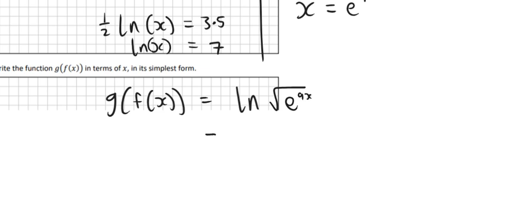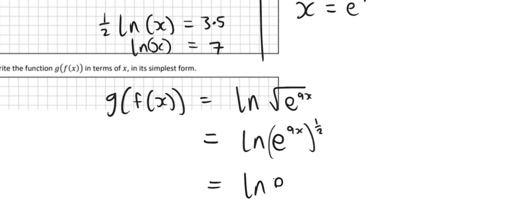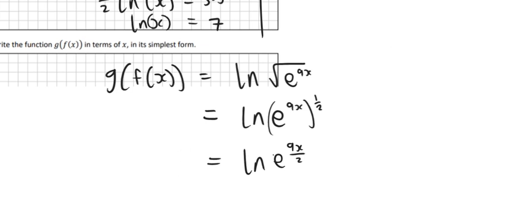Again, I'm going to simplify it now. So ln e to the power of 9x, but then I'm going to put it to the power of a half because the square root is the same thing as to the power of a half. Then if I multiply 9x by a half, I'm just going to get ln e to the power of 9x over 2. And then the ln and e are going to cancel out again.